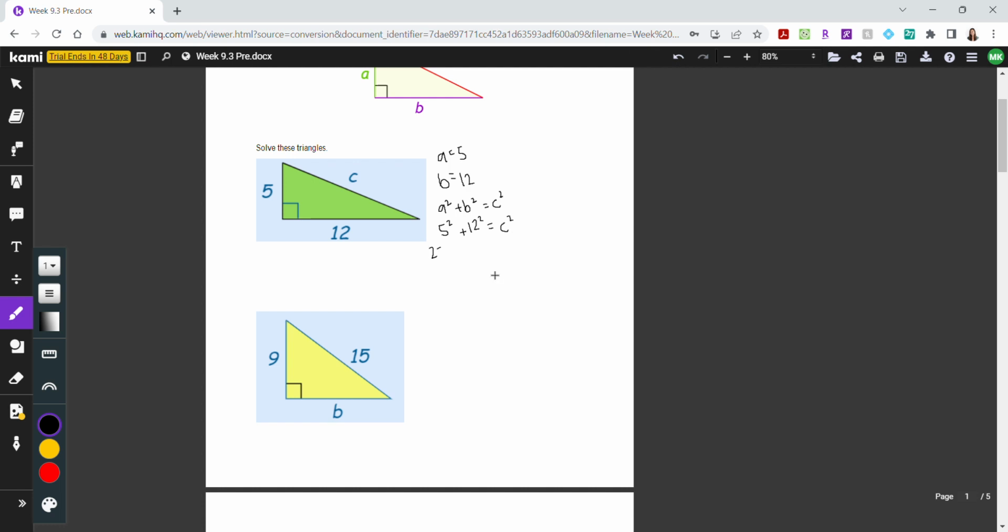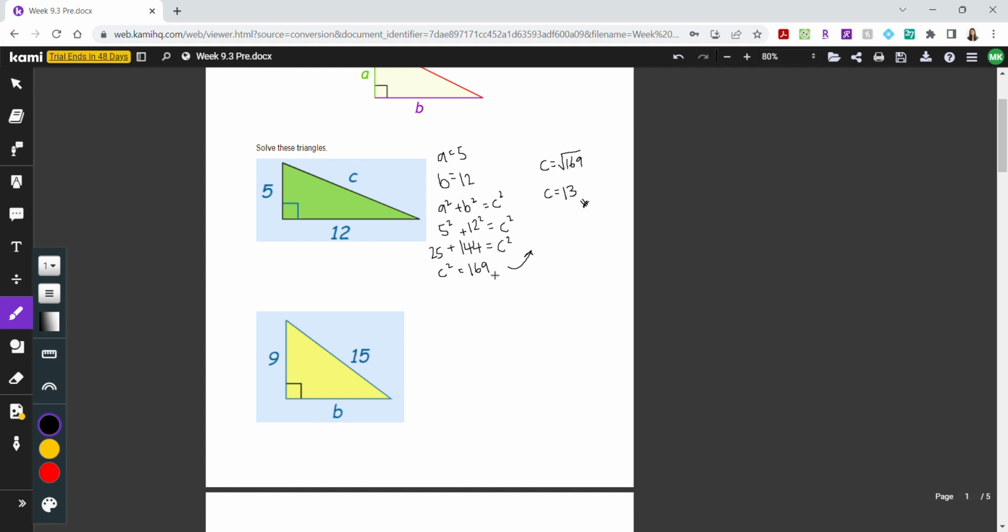From there, 25 plus 144 equals c squared. All right, now I know that c squared equals 169, but we're not done yet because we want c by itself, so we need to isolate it. To get rid of the square, we are going to square root both sides of the equation, right? So then we're going to get c equals square root of 169. If 169 wasn't a perfect square, then we would just leave it as it is. But it is a perfect square, so we would actually get c as 13, and that will be the answer.